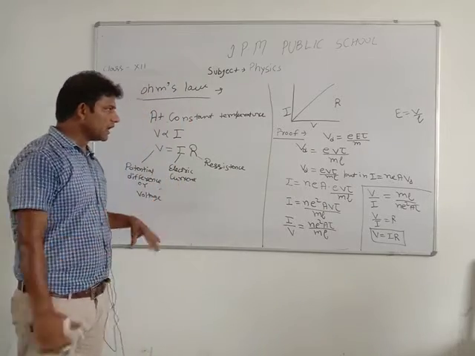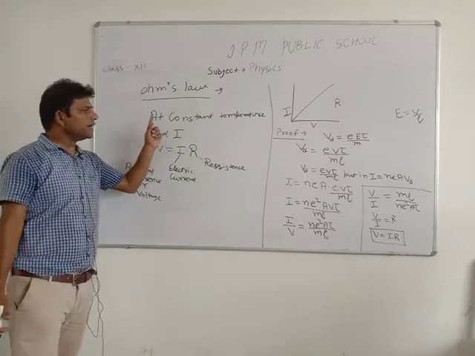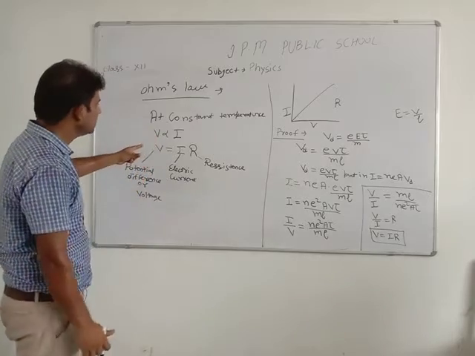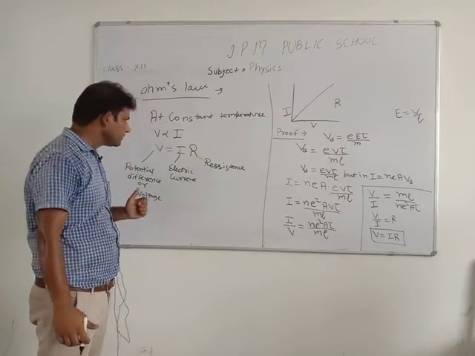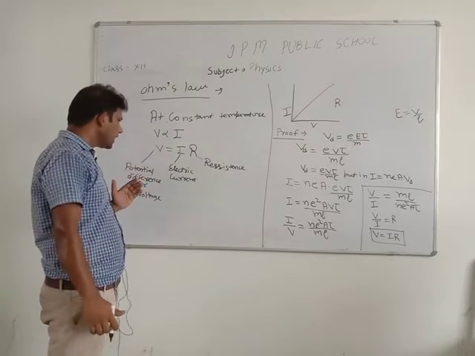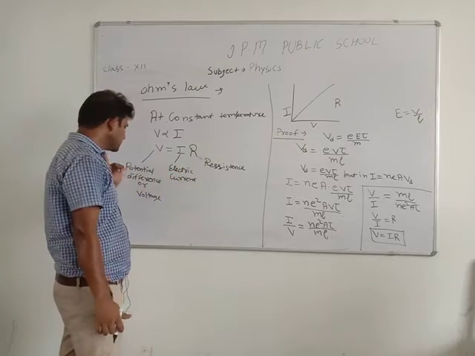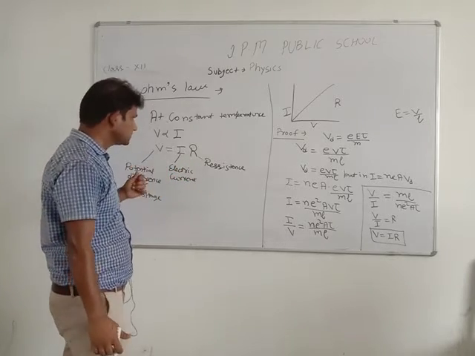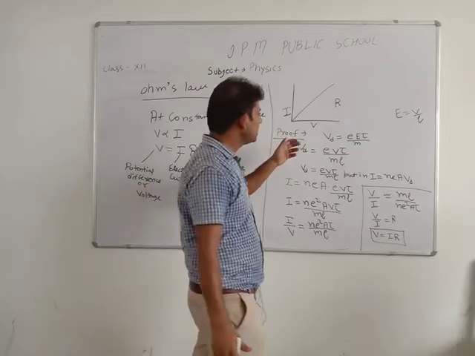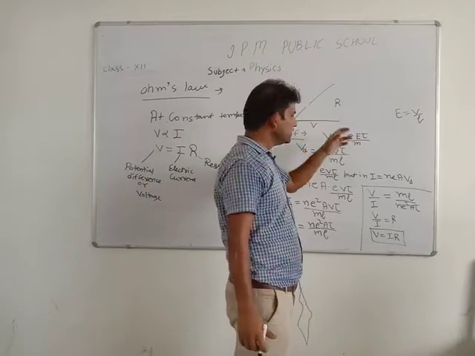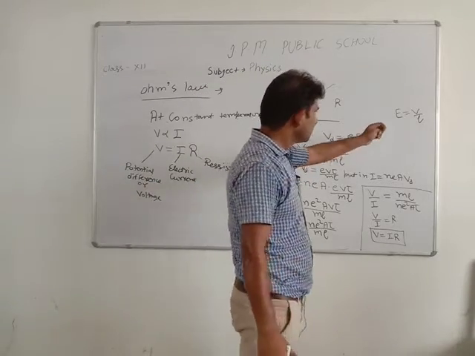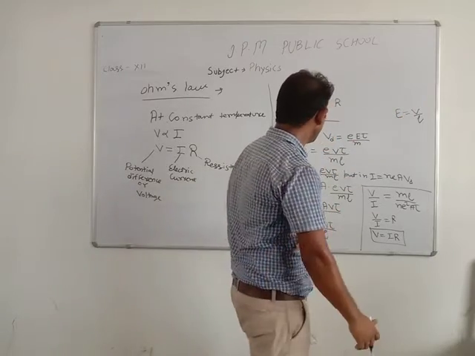So I repeat this topic again. Ohm's law means at constant temperature V is directly proportional to I. It means V equal to IR, where R is resistance, I is electric current and V is potential difference. Then to prove Ohm's law, we know vd equal to e tau upon m. The value of E equal to V upon L.